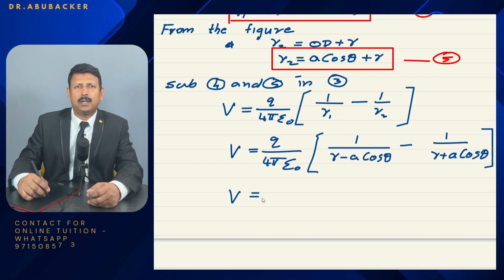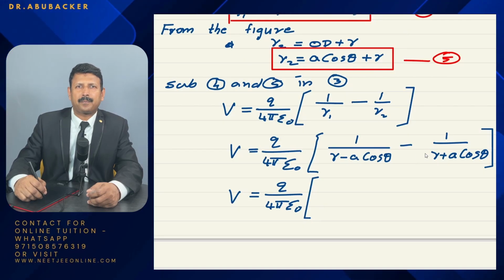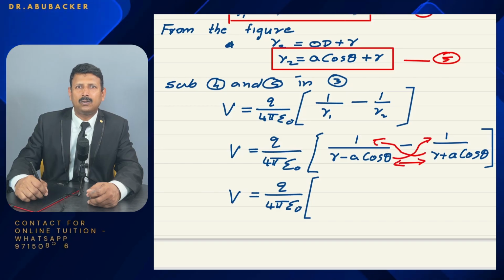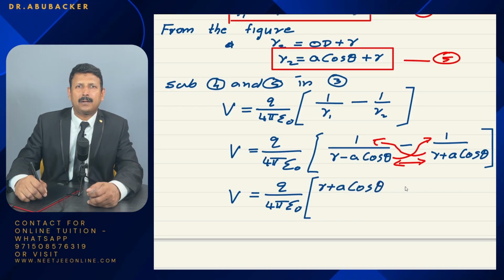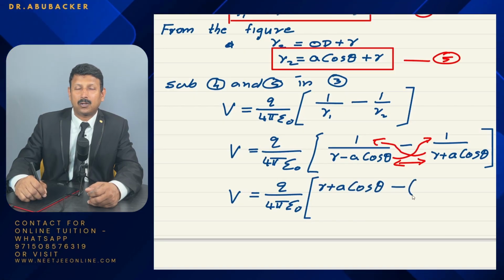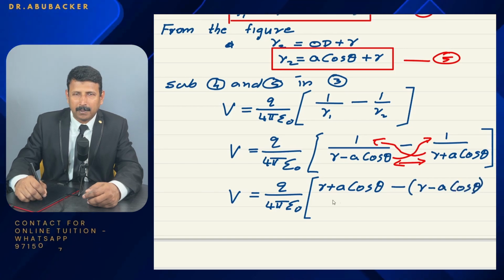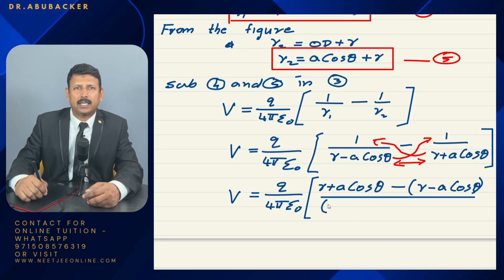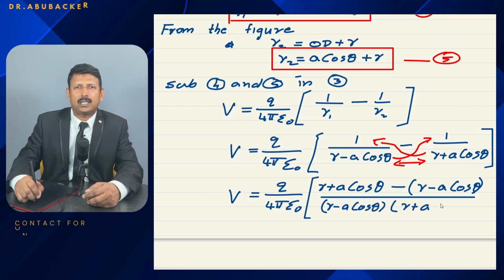Now the normal mathematics LCM work you know, right? So we are going to work on that one. q divided by 4 pi epsilon 0, open the bracket, cross multiply. So right side denominator will go to left side numerator. So 1 into r plus a cos theta. Usually we will not write 1 into, right? So r plus a cos theta. There is a minus, because of the minus, write the second term in a bracket, because the minus will make a confusion. So open the bracket and write r minus a cos theta, close the bracket, all divided by the product of the denominators. So that means r minus a cos theta, close the bracket, into r plus a cos theta.